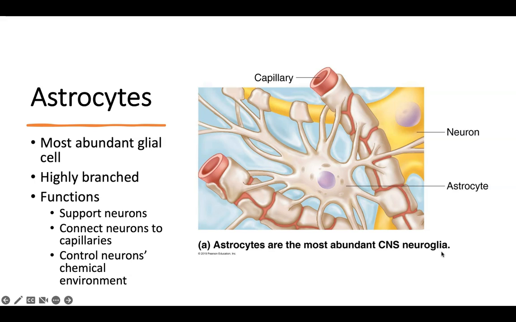Starting with astrocytes. This is the most abundant glial cell in the central nervous system. It's highly branched, as shown in this illustration, and it has functions that include direct support of neurons, forming connections between neurons and the blood supply coming through this capillary, and the control of the chemical environment of neurons.